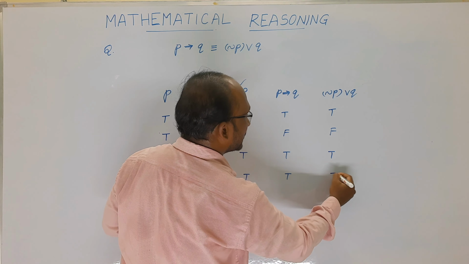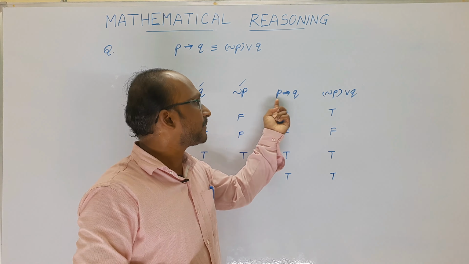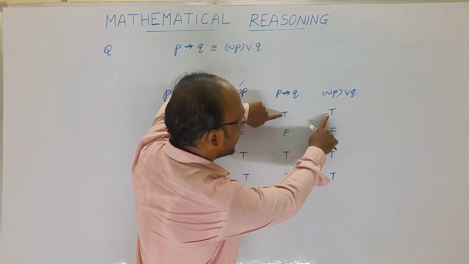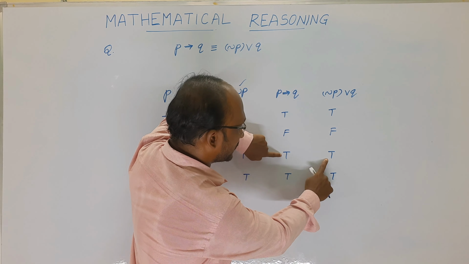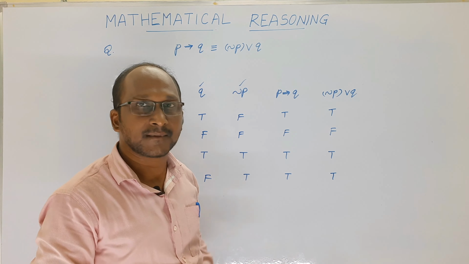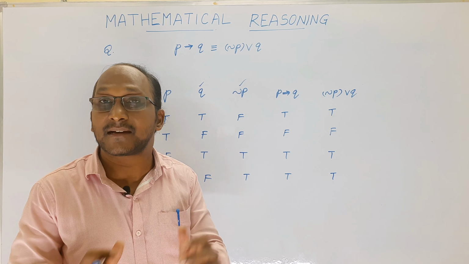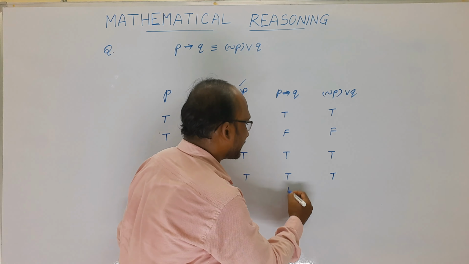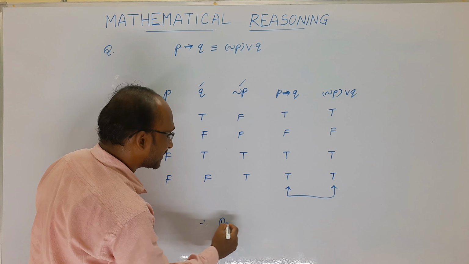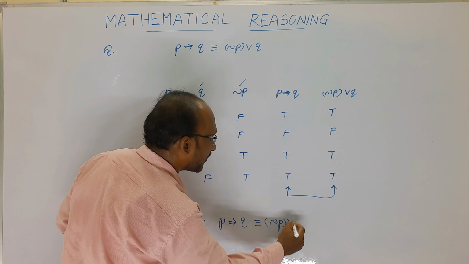Now if you observe the truth values of P implies Q and negation P or Q, we can see that both are equal. You see, true, false, true, true, and also true, false, true, true. So these two statements have the same truth values in all the logical possibilities. That's why we can say that these two statements are equivalent. That is, P implies Q is equivalent to negation P or Q.